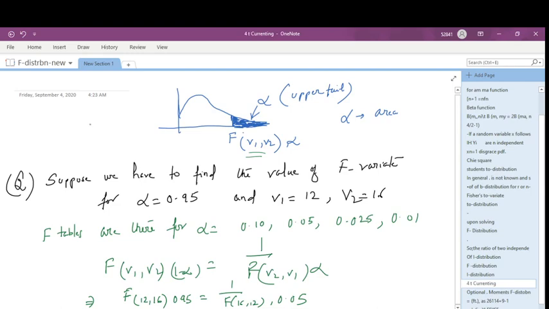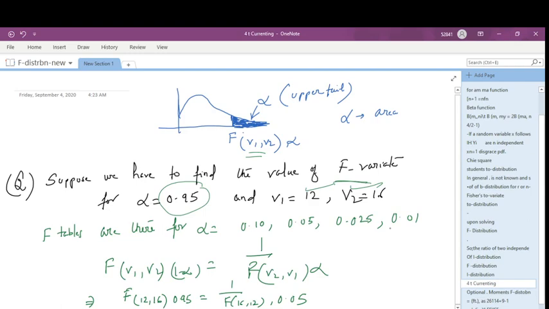For all these distributions you have tables: chi-square, student T distribution, F distribution. For F distribution you will have 2 degrees of freedom, mu1 and mu2. Suppose there is a question to find the value of F variate. The question is: find the F variate for alpha equal to 0.95 and the degrees of freedom mu1 and mu2 given as 12 and 16. If you see the F distribution tables, you will have alpha values such as 0.1, 0.05, 0.025, 0.01, but we don't have alpha values for 0.95.